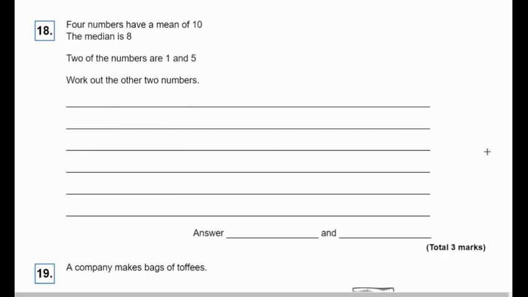Number 18. Four numbers have a mean of 10. The median is 8. Two of the numbers are 1 and 5. Work out the other two numbers. Okay. So, with this question, of course, let's start with the most obvious thing. Two of the numbers are 1 and 5. And now we've got two other numbers. Let's just call them X and Y.